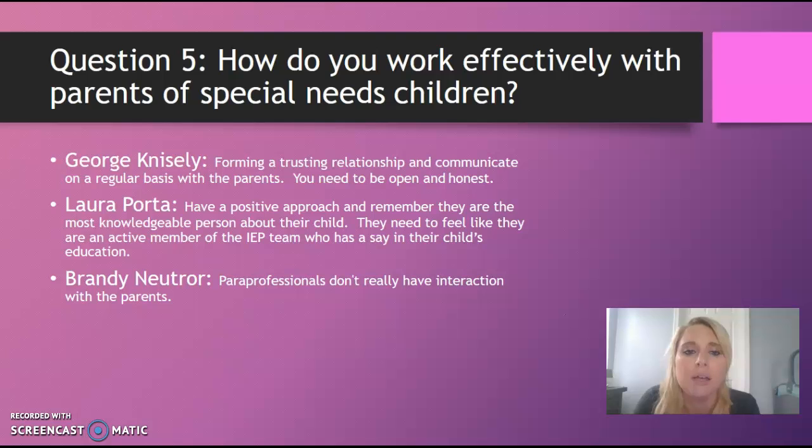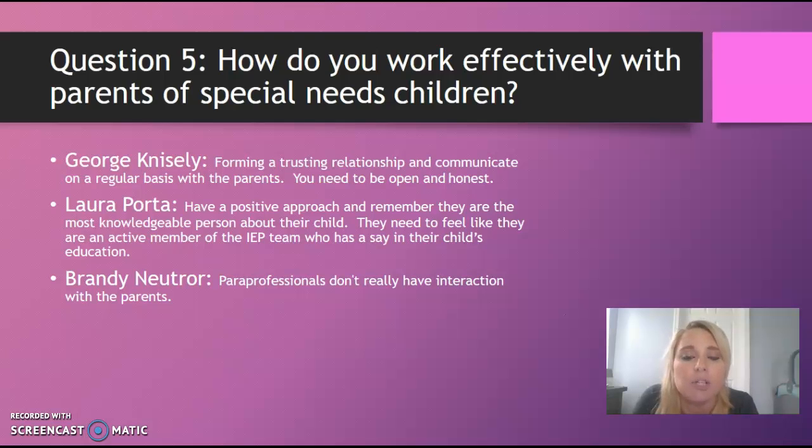Question 5, how do you work effectively with parents of special needs children? I'm going to start with Brandy this time. She said that she really doesn't have any interaction with parents, so she didn't really have any input to give for this question. Although she is a parent, so she talks to other parents of her child's age that she works with, so that's her ability to speak with parents, just on a parent-to-parent basis.